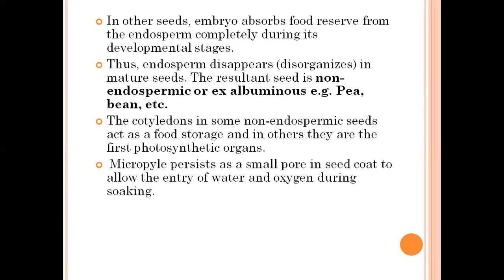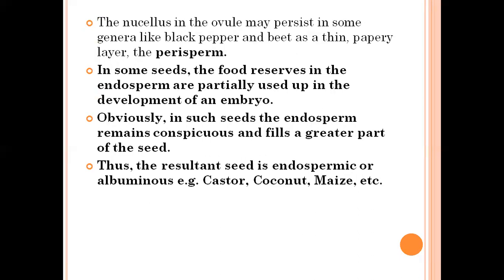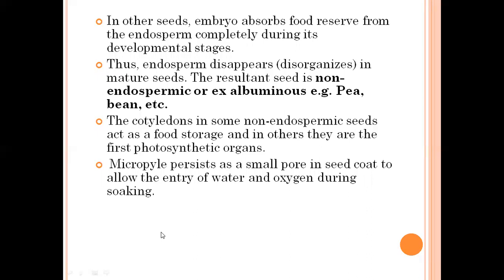Just now we have seen that in coconut, maize or castor, the endosperm remains after maturity also. That is called endospermic or albuminous seeds. While in other types of seeds, whatever nutritive tissues are present in the endosperm are completely absorbed by the embryo during its developmental stages. Thus, the endosperm disappears or disorganizes in the mature seeds. The resultant seed is non-endospermic or ex-albuminous. For example, pea, bean, etc.